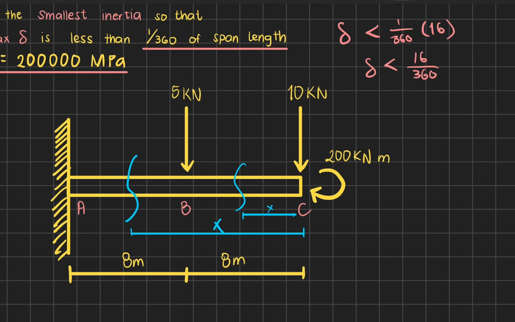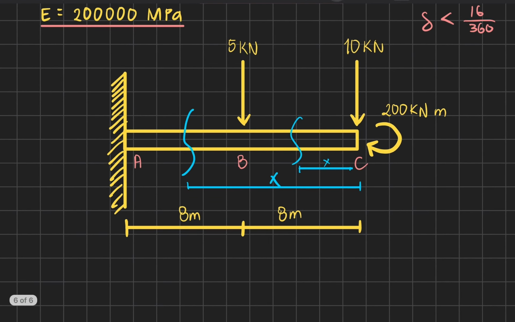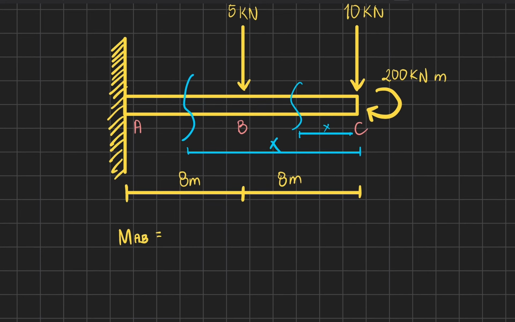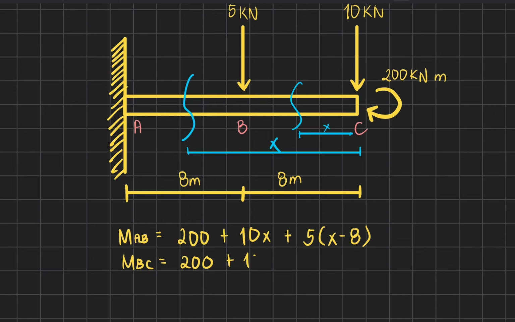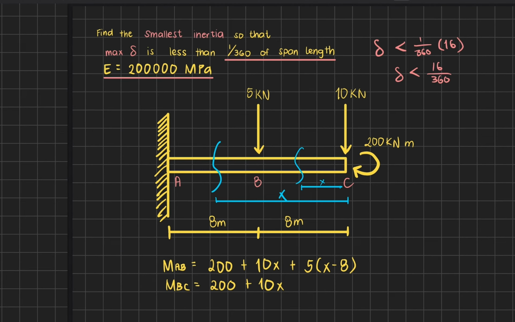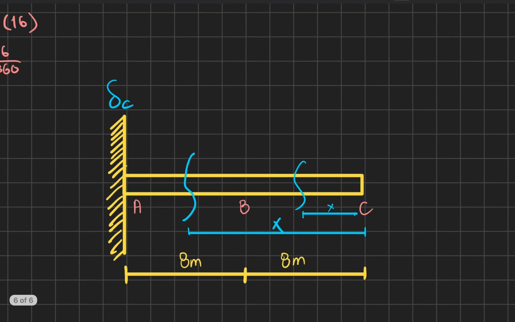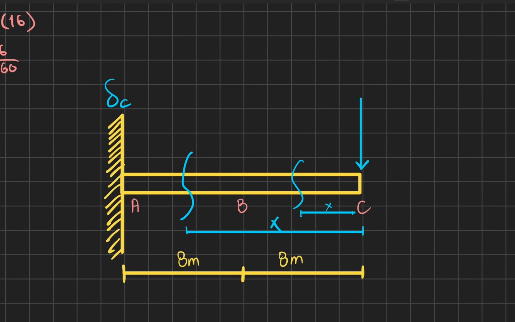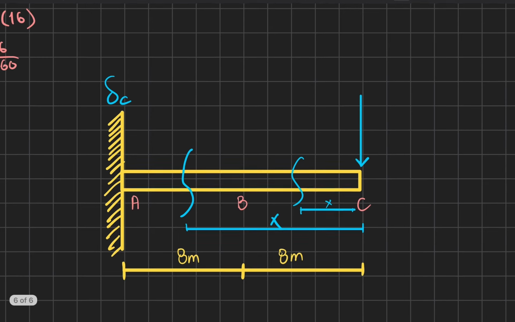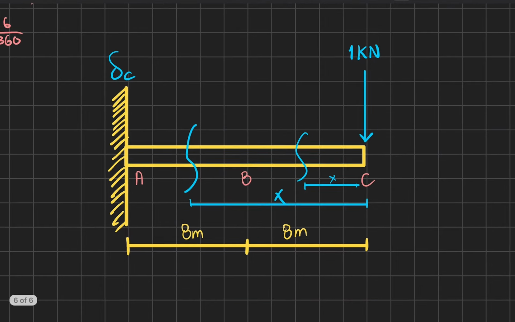Pero, bago yun, kunin muna natin yung moment equation ng ating real beam, which is MAB is equal to 200 plus 10x plus 5x minus 8, and MBC is equal to 200 plus 10x. Okay? Moving on, gagawa tayo ng virtual beam, which is for deflection at point C, since ang deflection natin sa point C is bigger than deflection at point B. Dito tayo maglalagay ng 1 kilonewton point load.